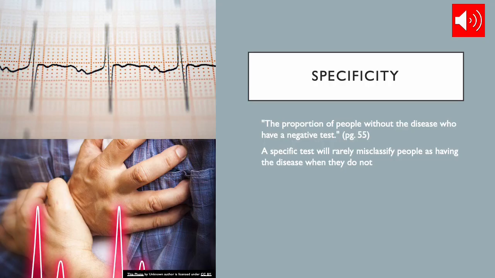Now, specificity is the proportion of people without the disease who have a negative test. So a specific test will rarely misclassify people as having the disease when they do not. An example might be an EKG. If you come in with chest pain, it's not going to show elevated T waves when they're not having a heart attack.